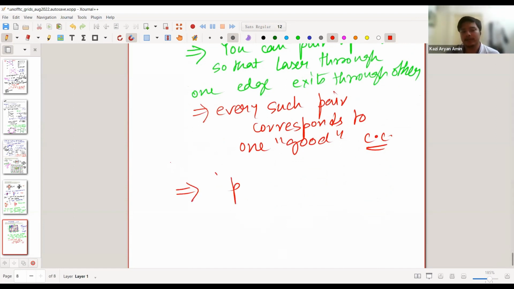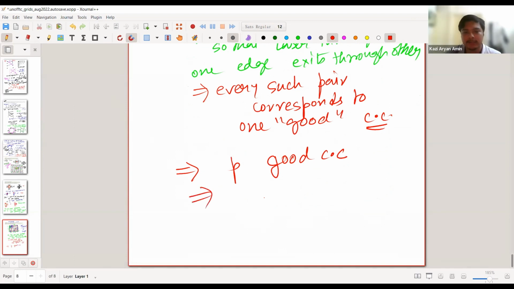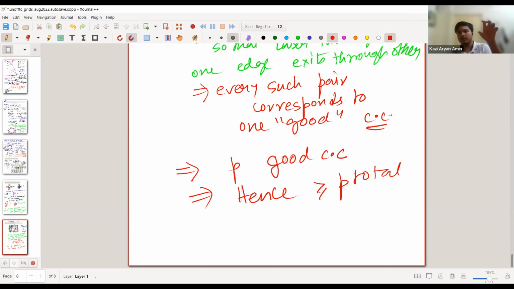So this means that there are at least p pairs, so p good connected components, because you can have p such pairs of edges, and hence at least p total pieces. Because we haven't yet taken into account the inner structure, like how many cuts are there inside, and how many connected components there are inside that don't have any edges. So yeah, that is about it. Does everyone understand how the proof works for this problem?